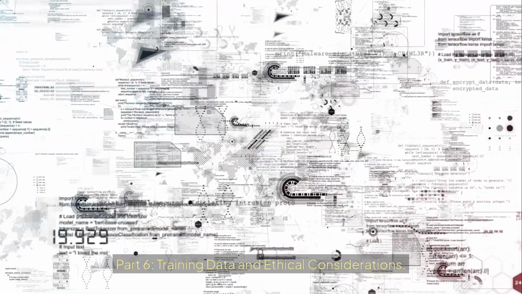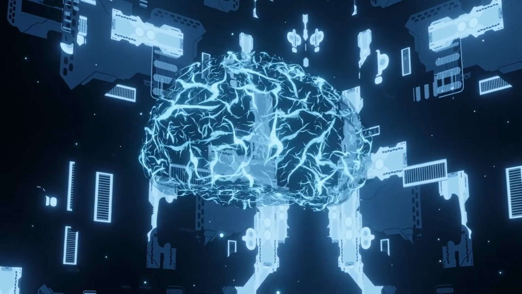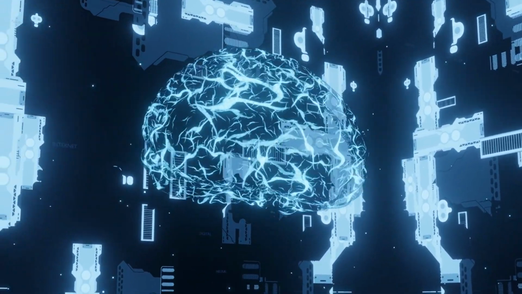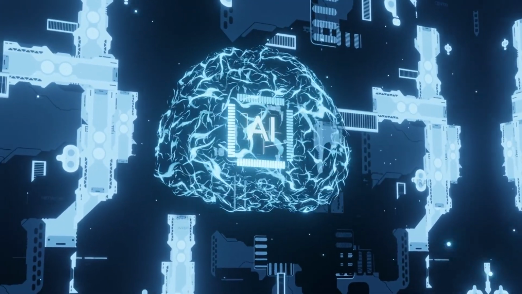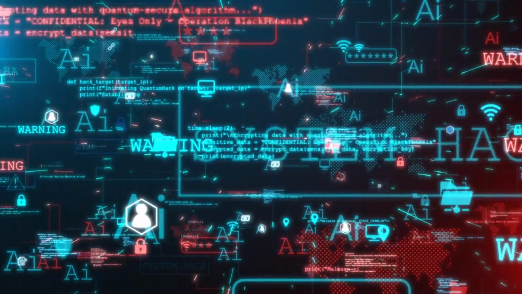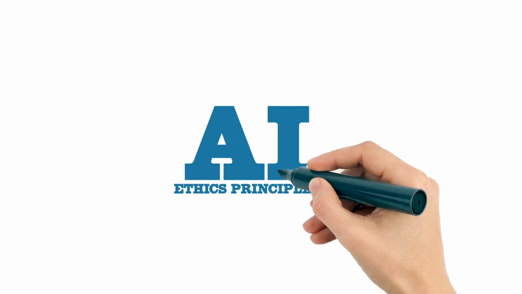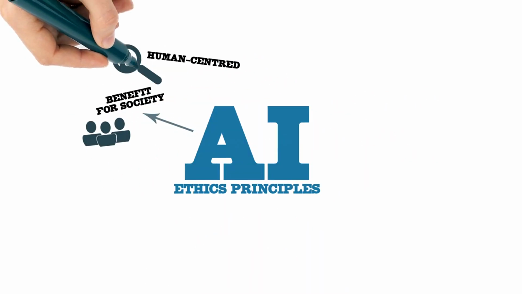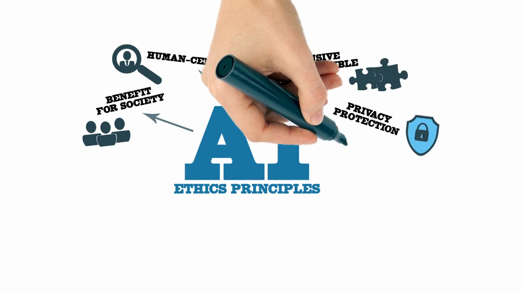Part 6. Training data and ethical considerations. The performance of Deepseek AI depends heavily on the quality and quantity of its training data. The model is trained on massive data sets of text and code, which allows it to learn the patterns and structures of language. However, this also raises ethical considerations. It's crucial to ensure that the training data is diverse and unbiased, to prevent the model from generating harmful or discriminatory content. Developers are actively working on addressing these challenges and ensuring responsible AI development.